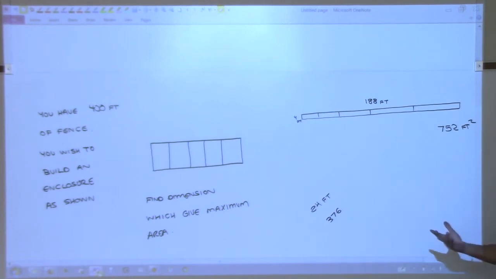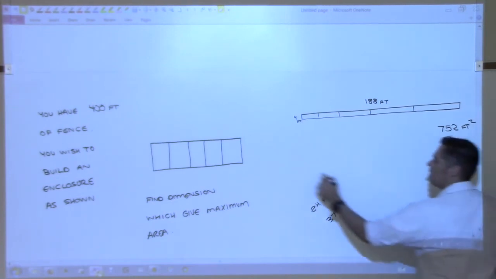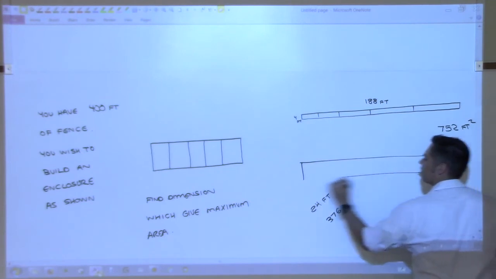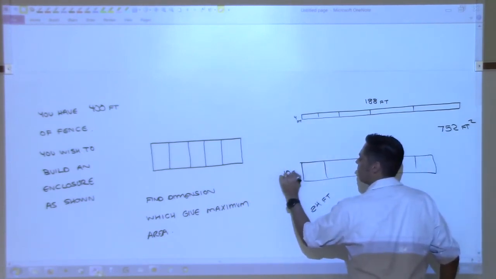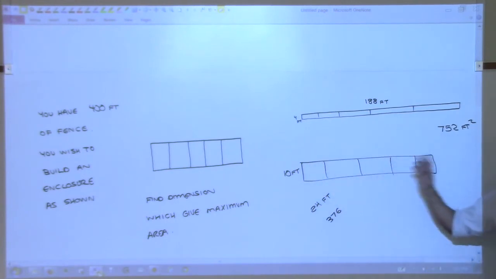I could do that if I wanted to, but I could build it a different way also. I could have done something like this. What if I make this 10 feet? Is the area going to be different at the end? That's a question you need to ask yourself. If I have 400 feet of fence, if I build it this way or this way, am I going to get the same area? So just reflect on that. We're going to see right now, okay?